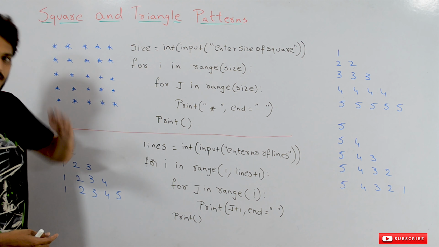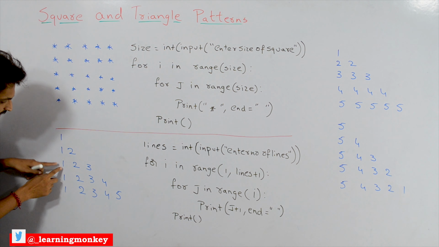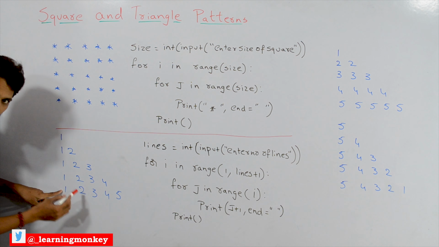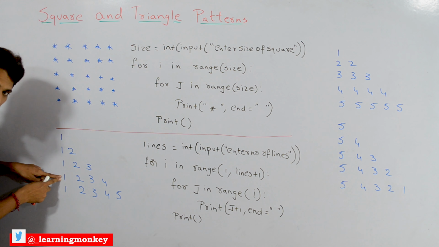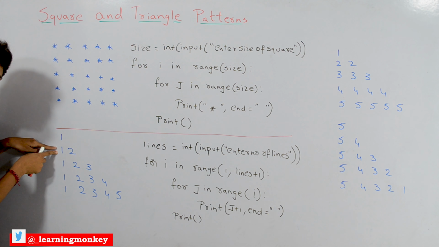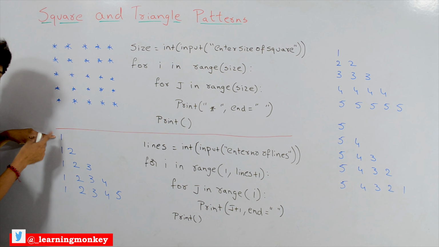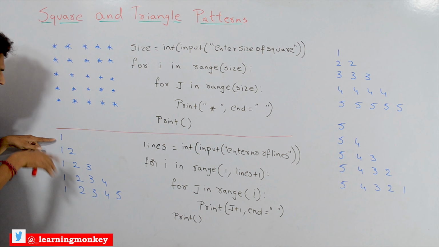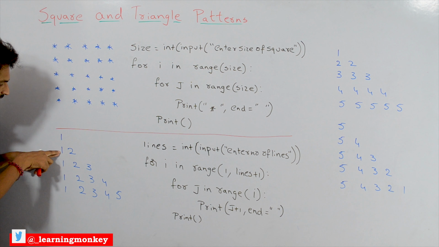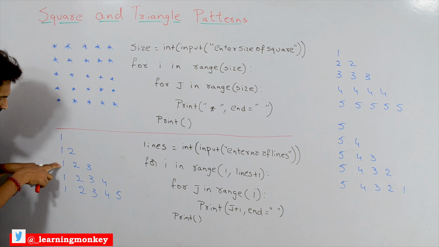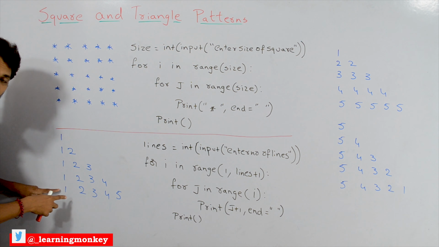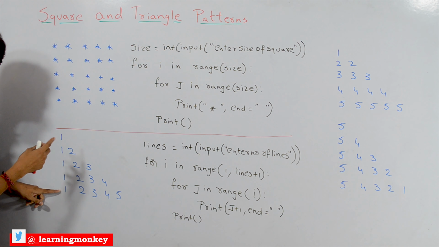So how to do this? See here, in order to display 1, next line we have to display 1 2, next line 1 2 3, 1 2 3 4, 1 2 3 4 5. In order to display this, we need a loop. But each time this loop has to be incremented: the first time it has to loop for 1 time, the second time for 2 times, the third time for 3 times, the fourth time 4 times, the fifth time 5 times. We have to execute that 5 times.